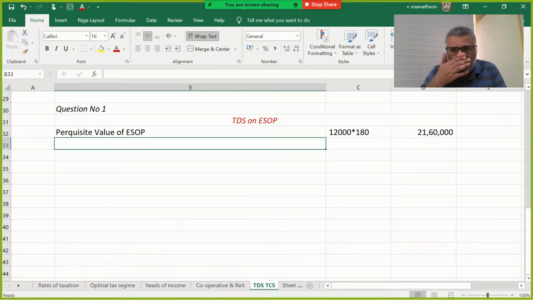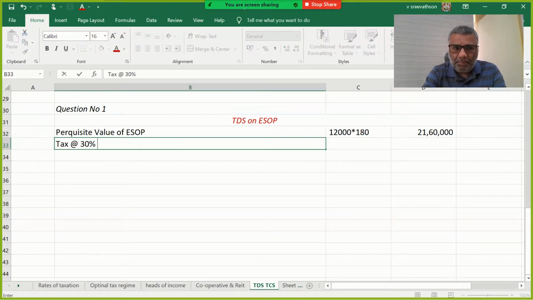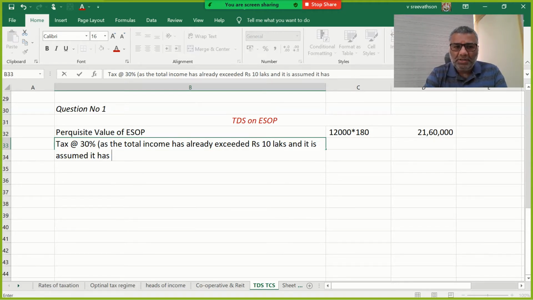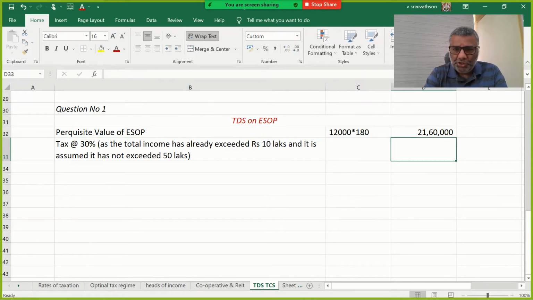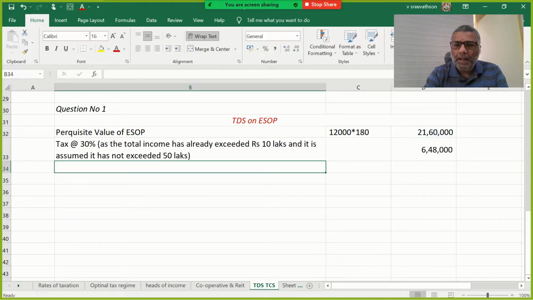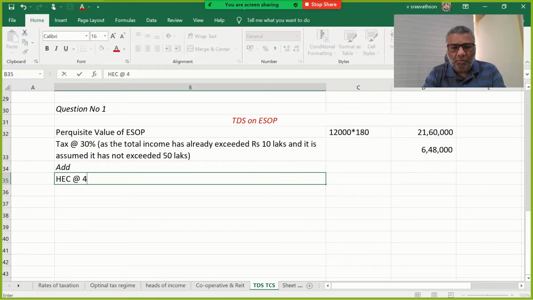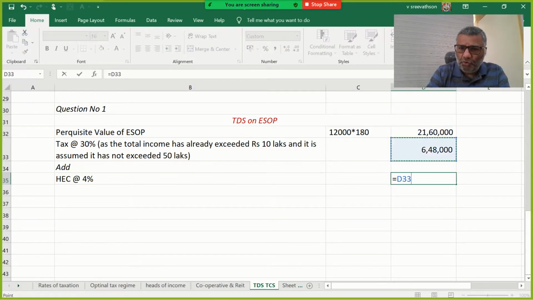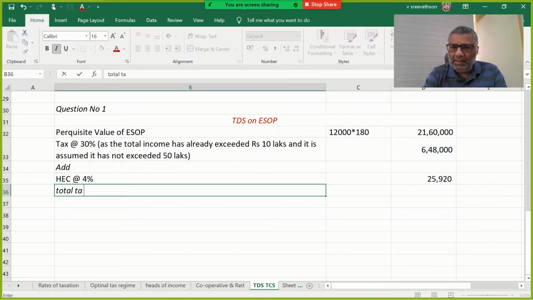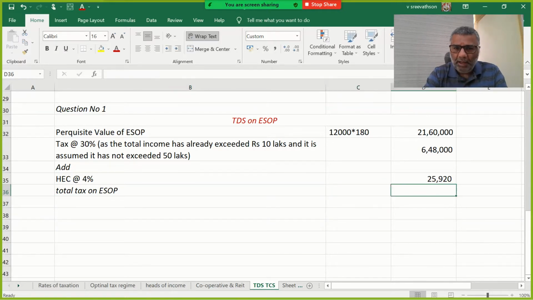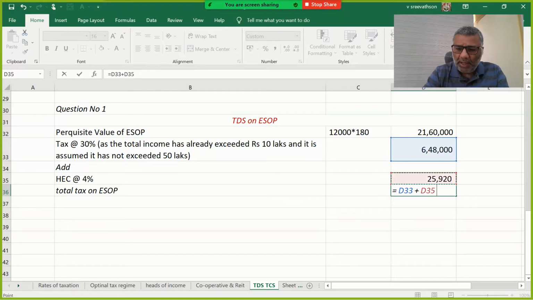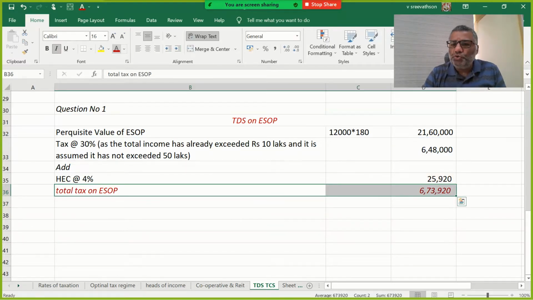So this 21,60,000 is taxed at the rate of 30%, as the total income has already exceeded 10 lakhs, and it is assumed it has not exceeded 50 lakhs because of such other reasons. So into 30%, add HEC at the rate of 4%. So total tax on ESOP will be 6,73,920.